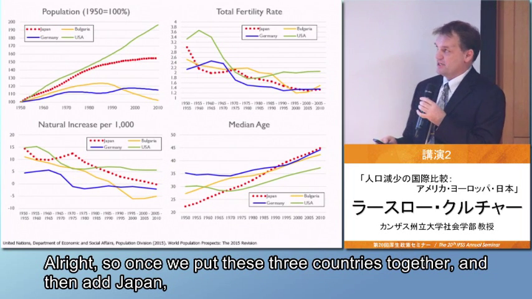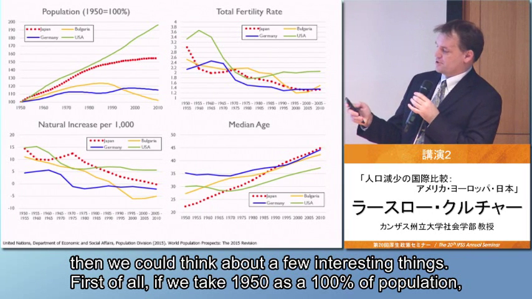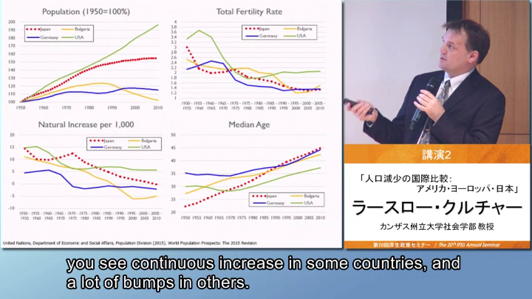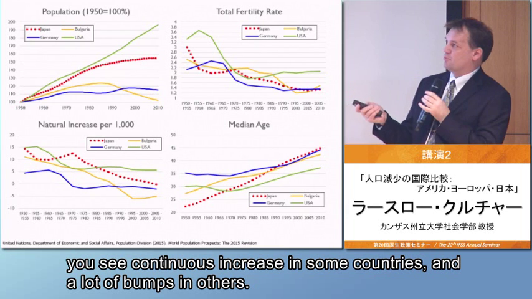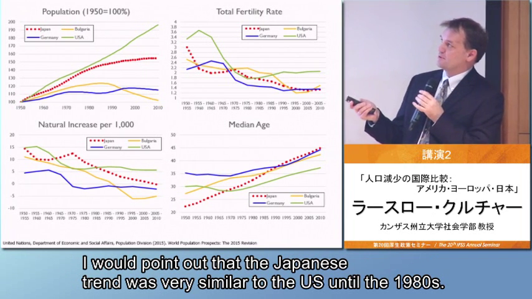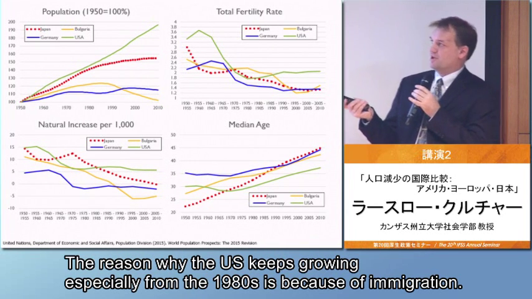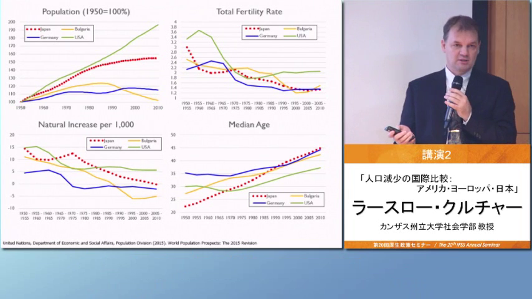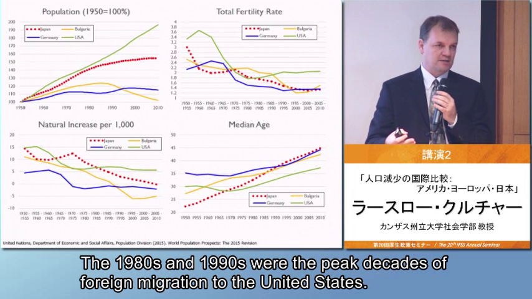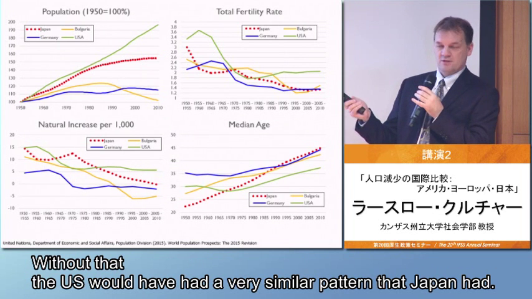All right, so once we put these three countries together and add Japan, then we could think about a few interesting things. First of all, if we take 1950 as 100% of population, you see continuous increase in some countries and then other bumps in others. I would point out that the Japanese trend was very similar to the US until the 1980s. The reason why the US keeps growing, especially from the 1980s, is because of immigration. The 1980s and 1990s were the peak decades of foreign migration to the United States. Without that, the US would have had a very similar pattern to Japan.